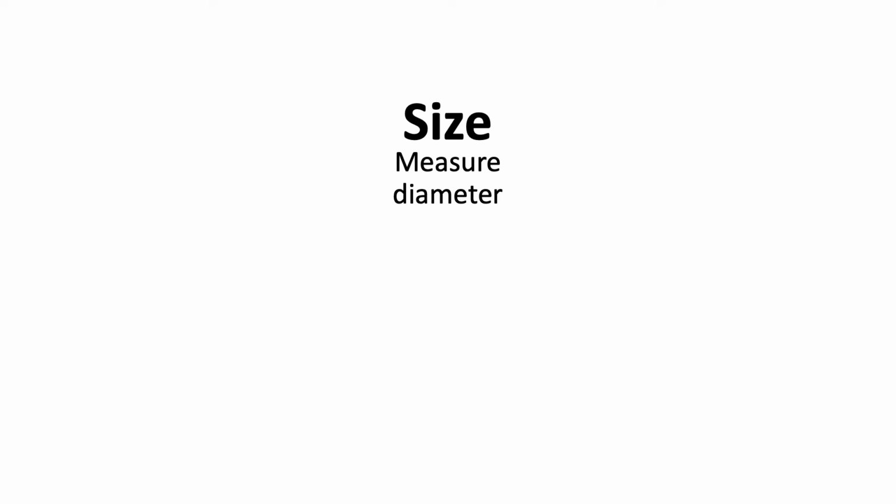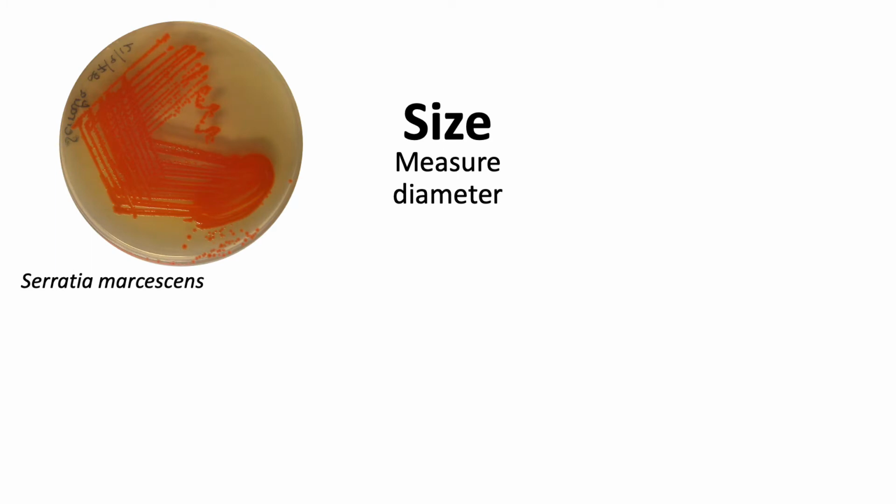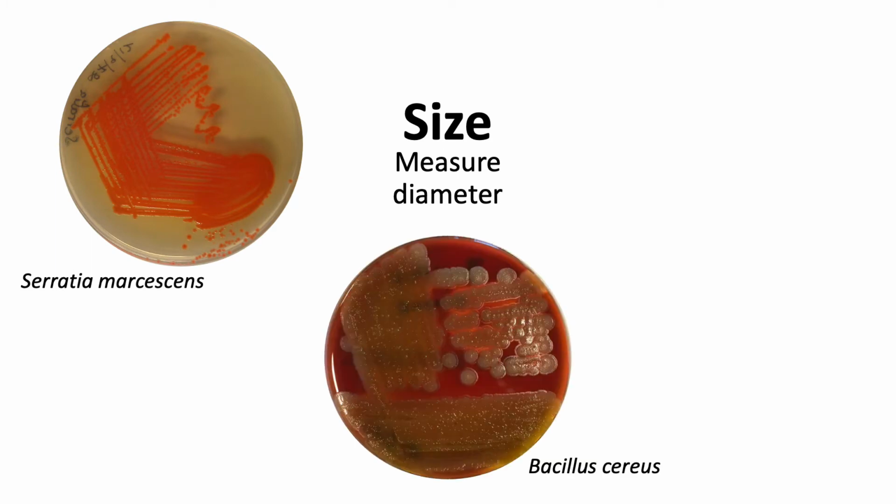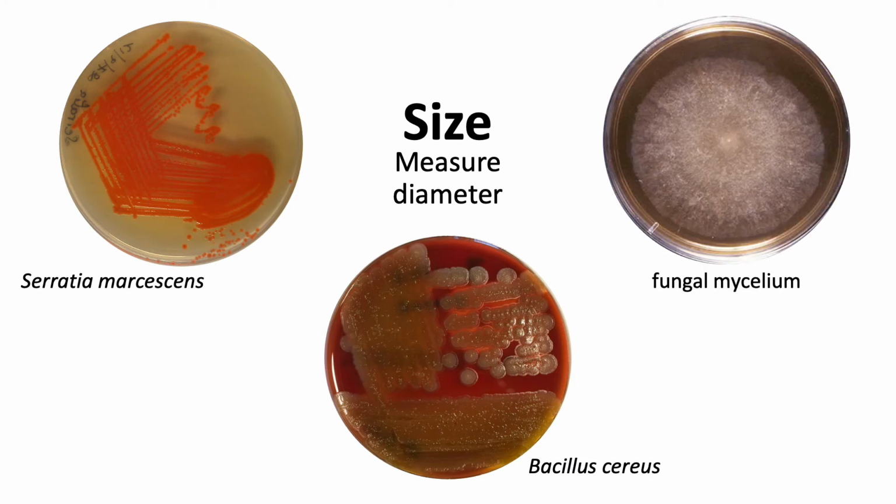Colony size is important. Some species, such as Serratia marcescens, produce very small colonies, whilst others, such as Bacillus cereus, produce much larger colonies. Fungal colonies tend to spread out and fill the entire plate.